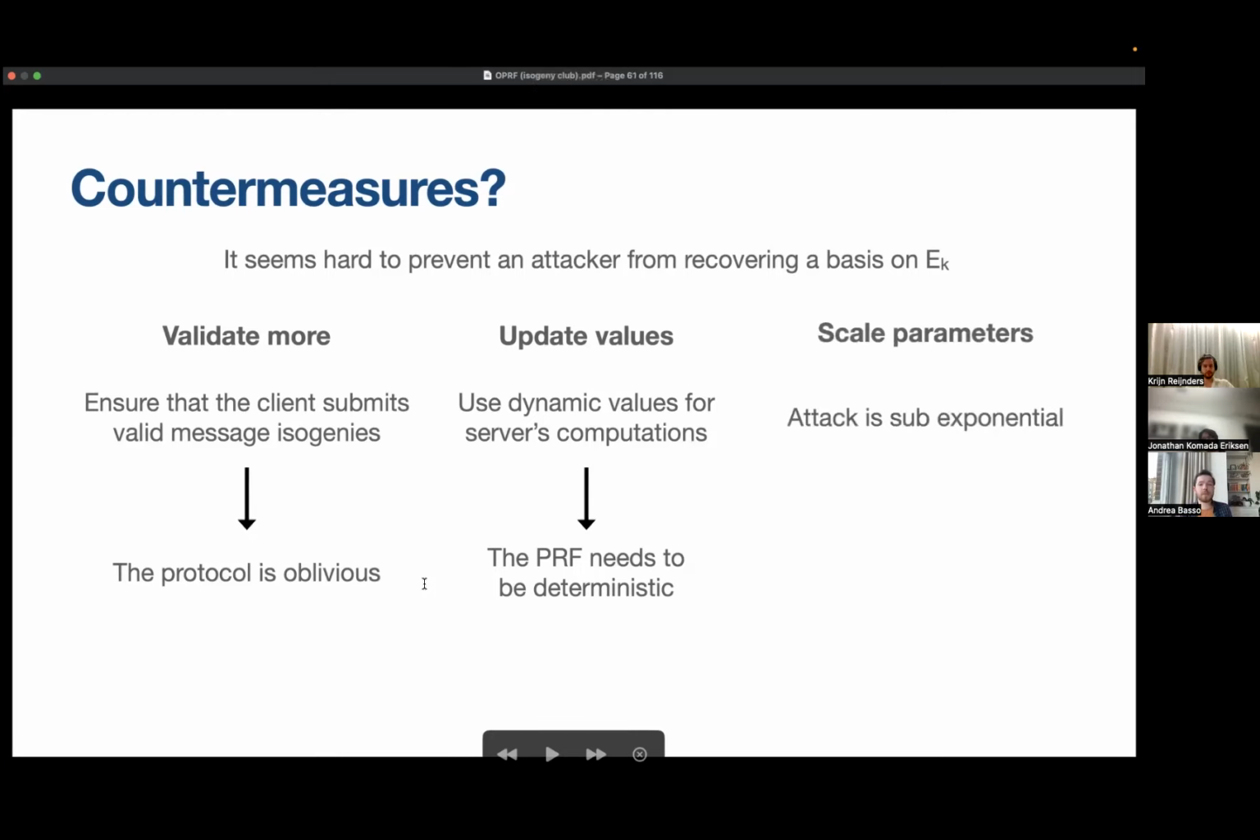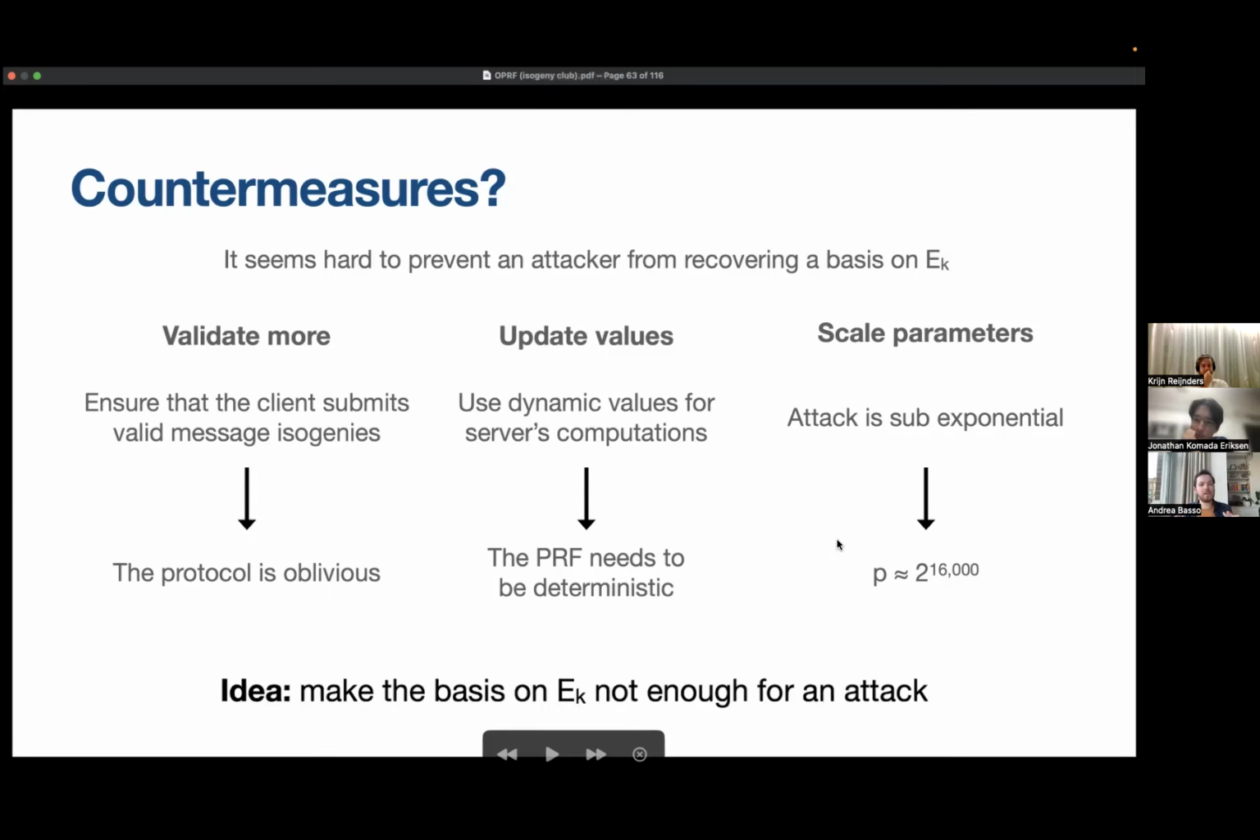And lastly, we could just scale the parameters, right? The attack is sub-exponential, so if we pick sufficiently large parameters, then the cost of the attack is higher than the security level. But that would require using huge primes. It would require using a prime of at least 16,000 bits, and this is before we even consider the SIDH attacks. If we want to throw in the SIDH countermeasures together with the larger parameters to prevent this attack, it would require using a prime that is almost 30,000 bits long. So how do we prevent this? The answer is that we don't, basically.